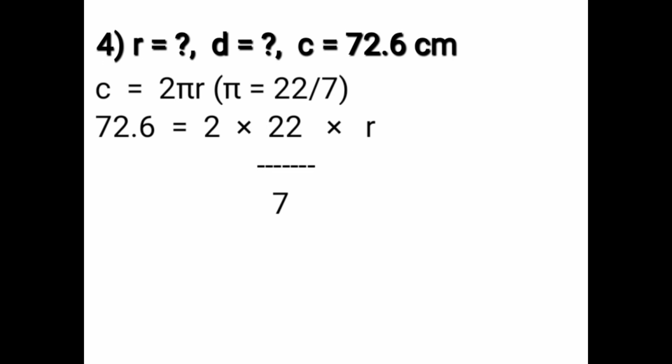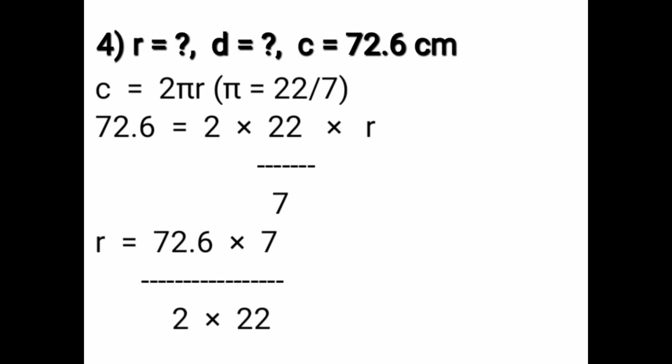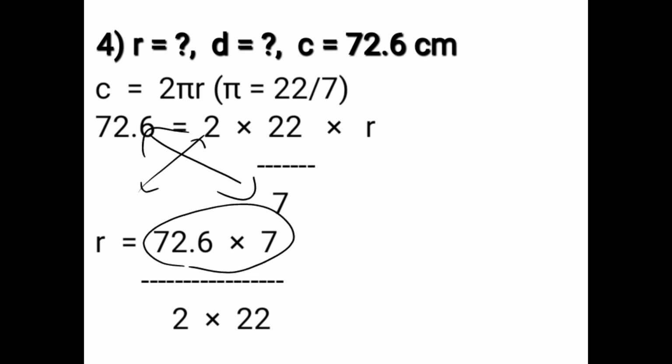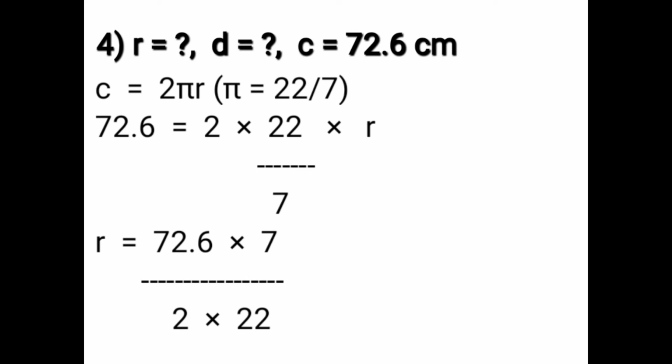Again you have to find the radius first. Radius, take it on left side. Radius is equal to 72.6 into 7 upon 2 into 22. In cross multiplication method, 72.6 into 7, take it on numerator, and 2 into 22, it goes on denominator according to cross multiplication method. Okay. Now 72.6 into 7 upon 2 into 22, you have to divide 72.6 upon 22.